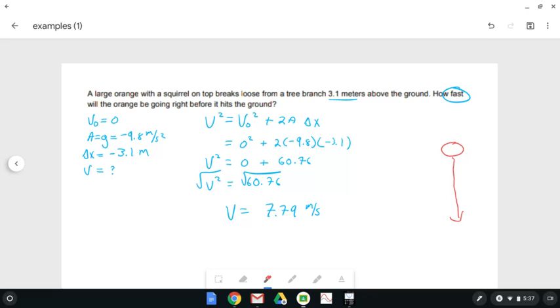We now need to think about that question and identify, is it positive or is it negative? This object, this orange, is in fact moving down. So it does need to be negative. So we end up with a negative 7.79 meters per second.